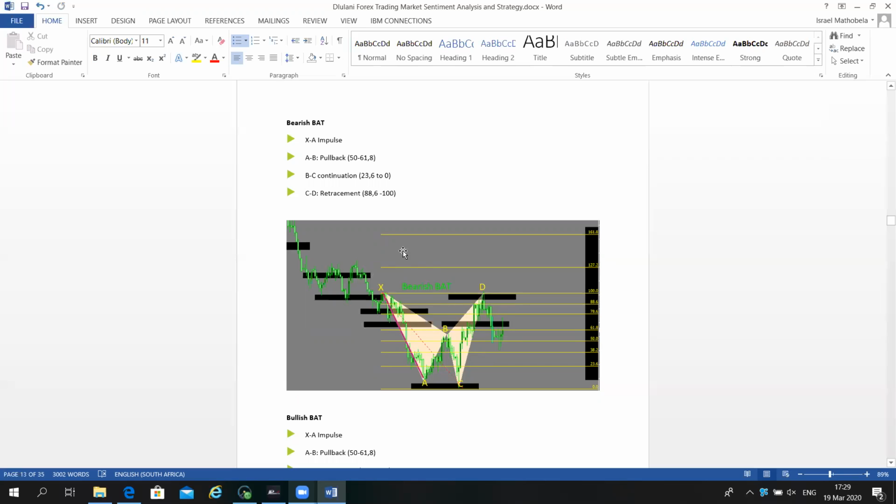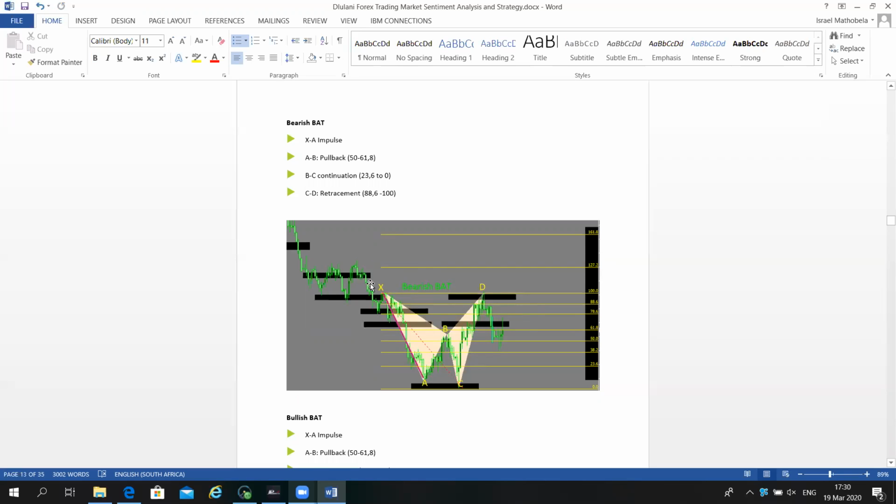So whereby the first retracement or the first pullback occurs between the 50 and the 61.8 Fibonacci retracement, with a possible continuation all the way to between the 88.6 to the 100 Fibonacci retracement. That is the D point.